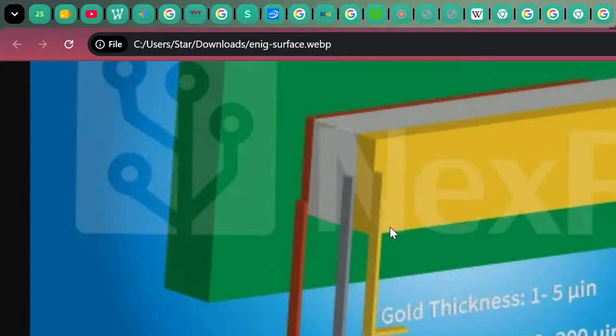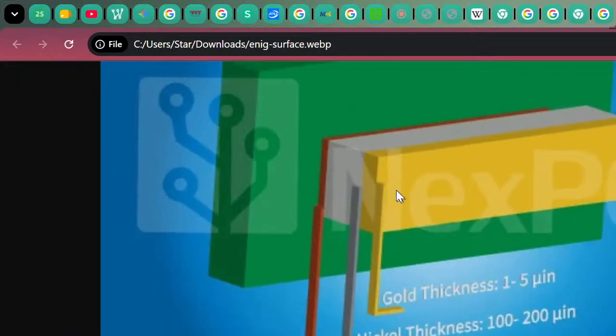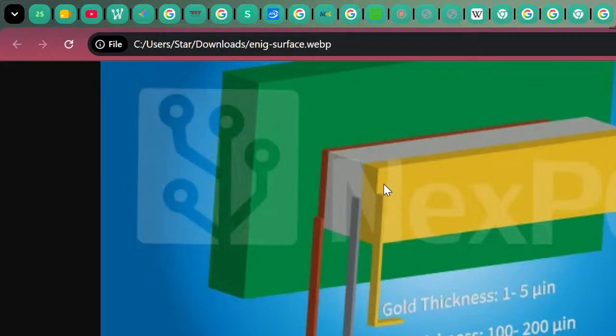So this is how the copper traces are built. Earlier you thought, whenever we have any copper trace on PCB, it's only a copper layer. But what we revealed today is that it is not just a copper layer. It is a sandwich of 3 materials: copper pad, nickel, and gold. This is called ENIG.